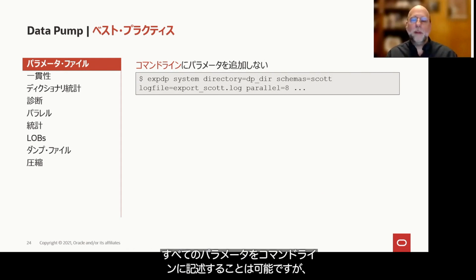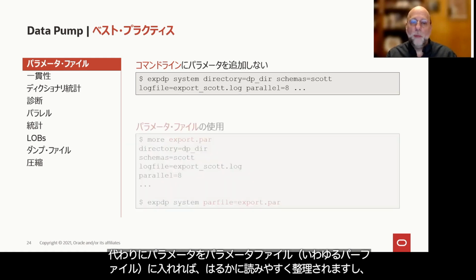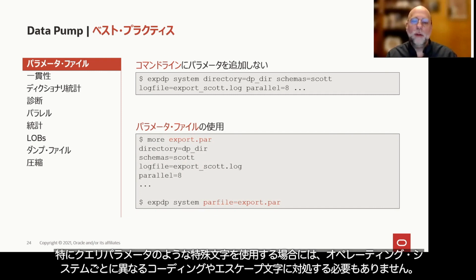It is possible to put every parameter on the command line, but then you're going to find that it ends up wrapping and going through multiple lines in your terminal window, and it can be pretty hard to read or to proofread. If instead you put your parameters in a parameter file, or what we call a par file, then it's much easier to read, much more organized. And then you also don't have to deal with the quoting and escape characters that might be particular to one operating system or another, especially when you have special characters and things like the query parameter.